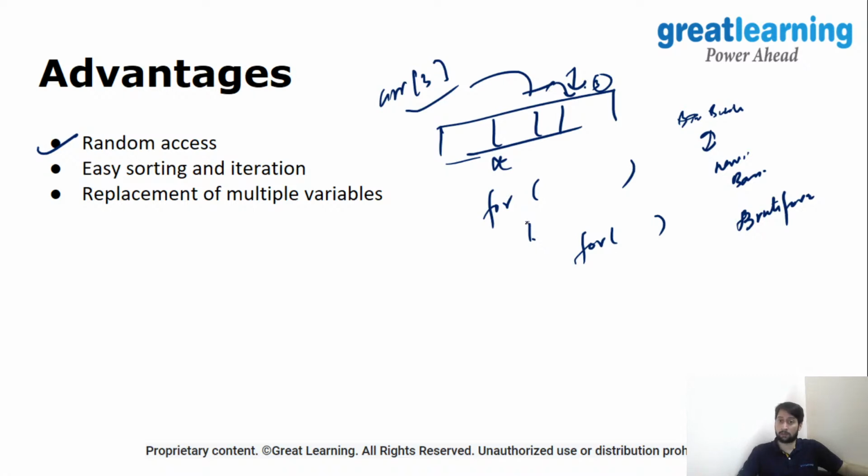Obviously that also includes these for loops, and one by one you are iterating through all the elements, and at the end you will have this element at the end, and this is the largest element in the entire array. So you can sort easily, and you can iterate easily with the help of a single for loop through all the elements that are there in the array.